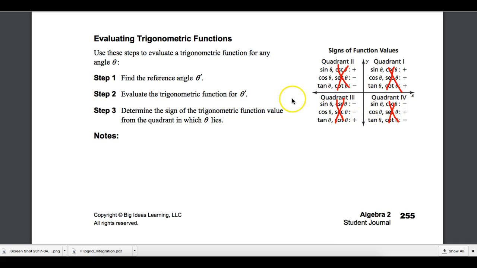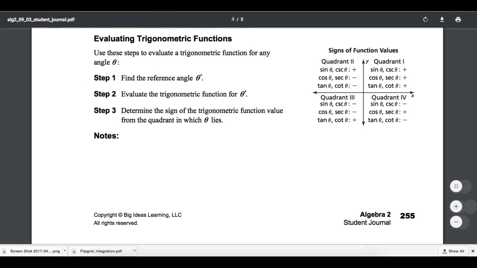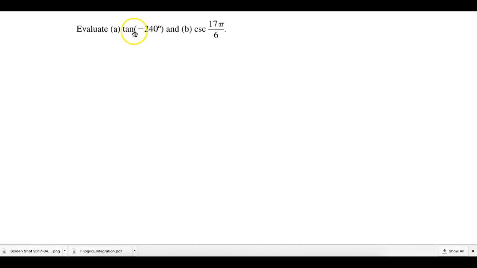So for example, let's go back to our example. We're going to come back to this chart. You're going to see more in a second. So let's go to our first example. We want to evaluate the tangent of negative 240.